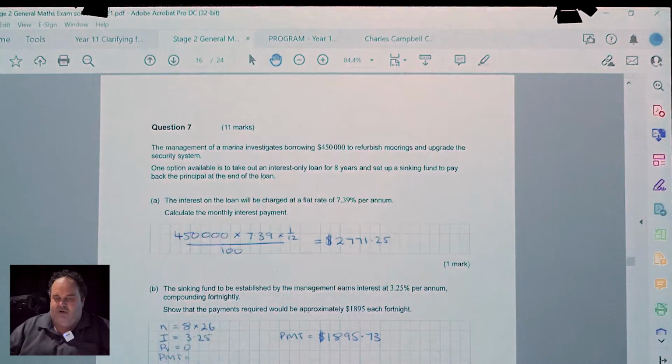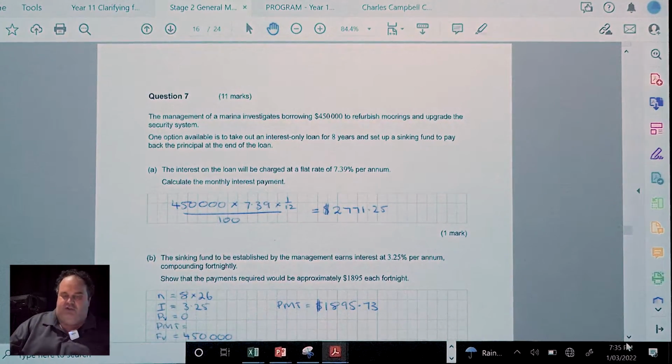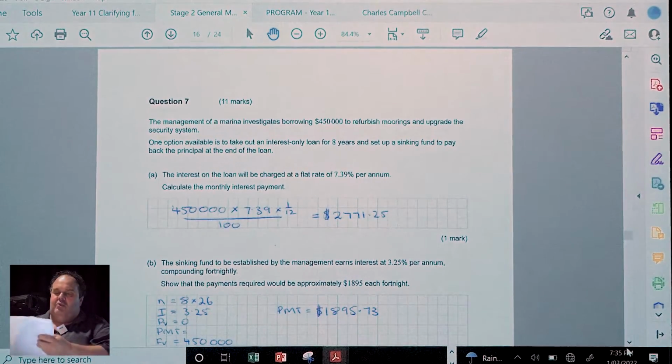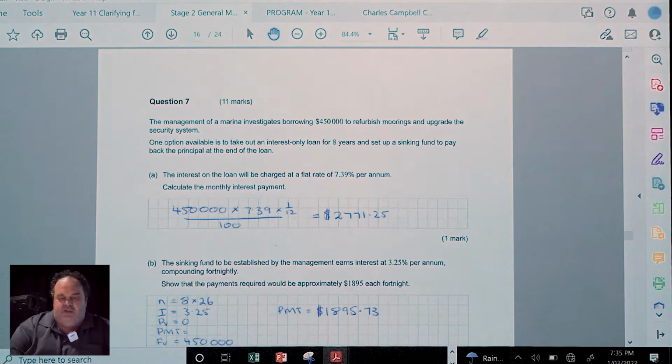Question 7. Again, investment question. It's a loans question, which included both a sinking fund and an offset account calculation. Here's our simple interest question, and students still get that wrong. They go and try to do it as a TVM. Little hint, they're only given a small space, so that should give them the hint that it is interest only, and it says interest only, which is simple interest.